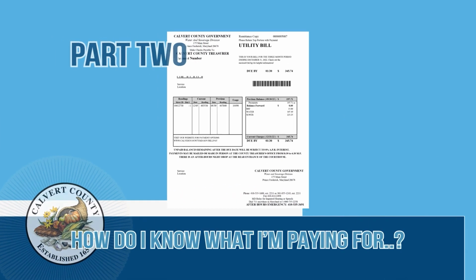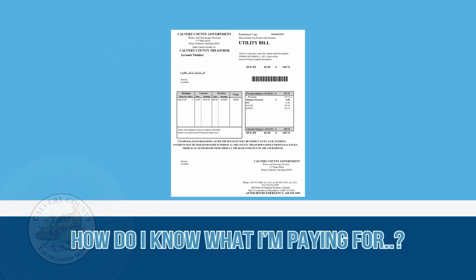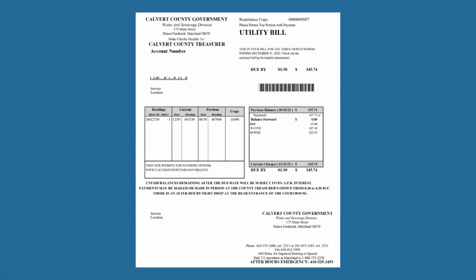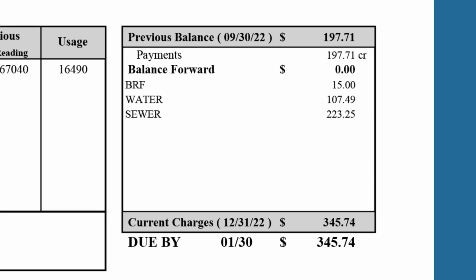Part 2. How do I know what I'm paying for? Curious to know what you're being billed for? Focusing on the center of your bill, you will find another tile, which is broken down into sections. These sections display the total amount owed for each service listed on your bill. Previous balance is where you'll find the total amount owed on your previous bill. Payments is where you'll find how much was paid, and balance forward explains how much you still owe.